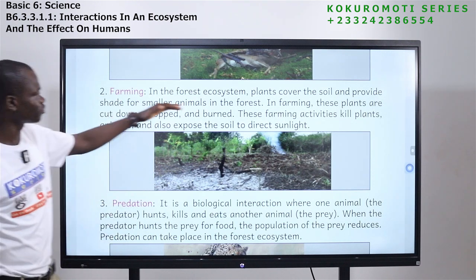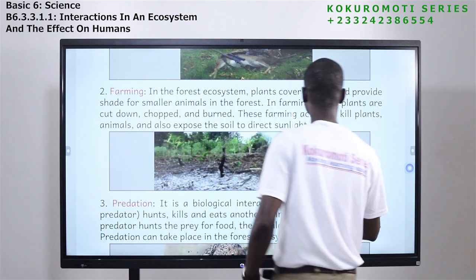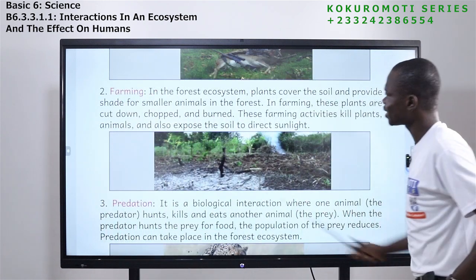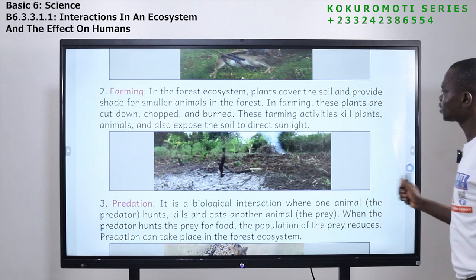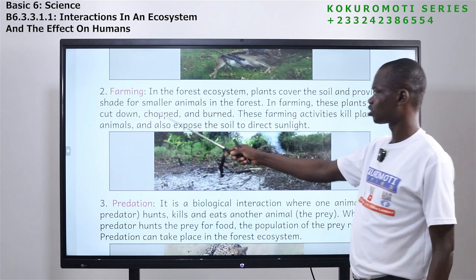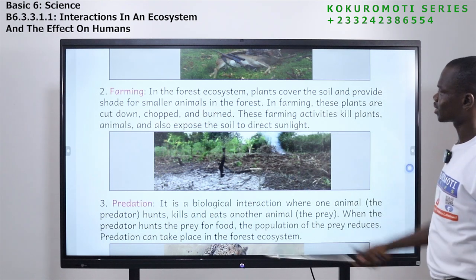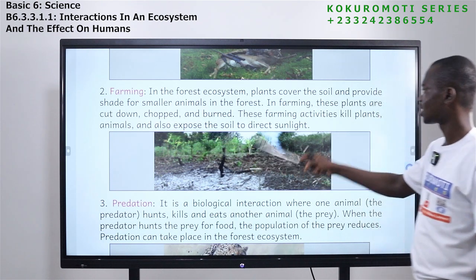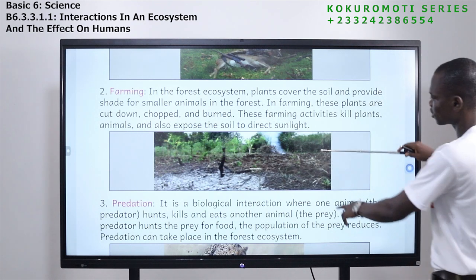Yes, so in the forest ecosystem, plants cover the soil and provide shade for smaller animals in the forest. In farming, these plants are cut down, chopped and burned. These farming activities kill plants, animals, and also expose the soil to direct sunlight. So let's look at this here.